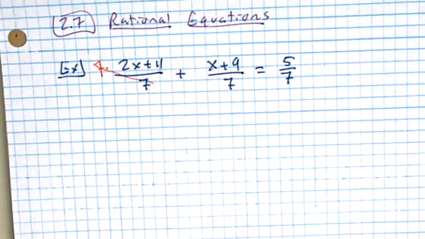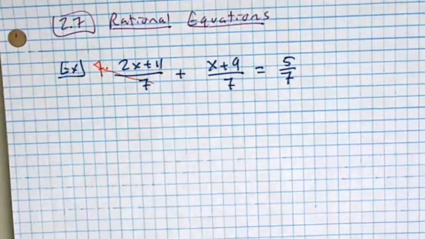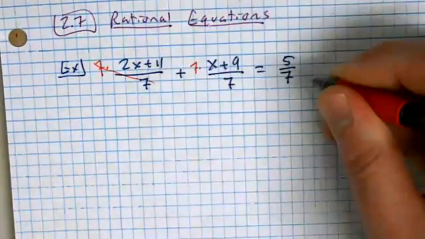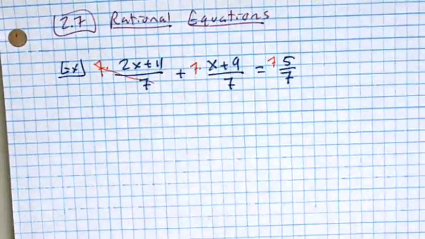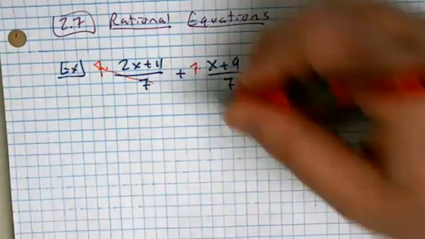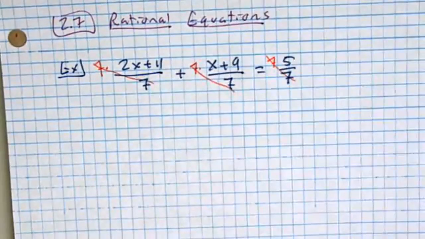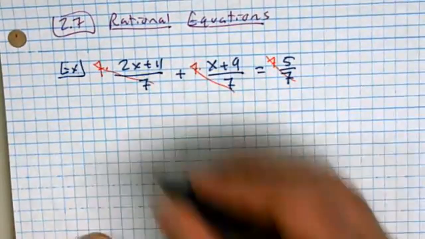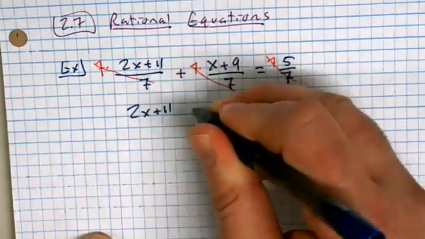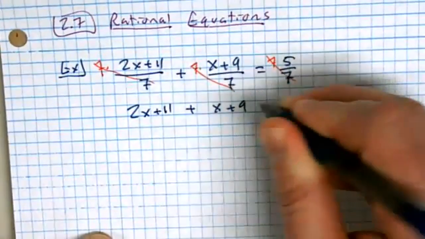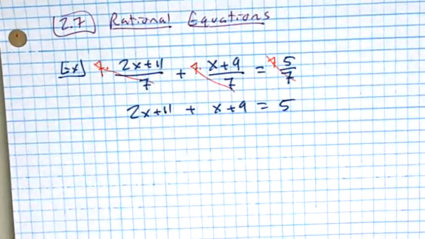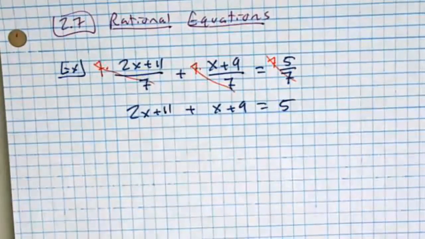And it just becomes 2x plus 11. All right, but the rule of algebra is if we're going to multiply one thing in the equation by 7, we have to multiply everything in the equation by 7. So to do this, I would need to multiply each of these rational terms by 7. That's going to cancel out all those 7s, and I'm just going to be left with the equation 2x plus 11 plus x plus 9 is equal to 5. And I'll let you go ahead and finish solving that on your own.